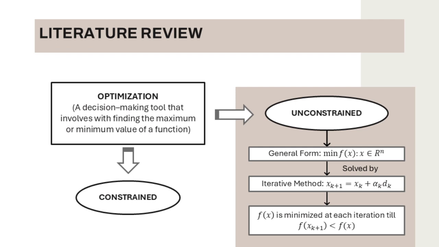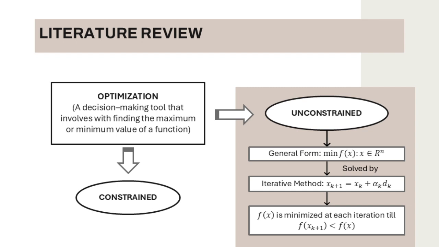Let's look at the literature review. Optimization is a decision-making tool that involves finding the maximum or minimum value of a function. Optimization can be either constrained or unconstrained. Our focus here is on the unconstrained case. The general form is min f(x), where x is an element of R^n.